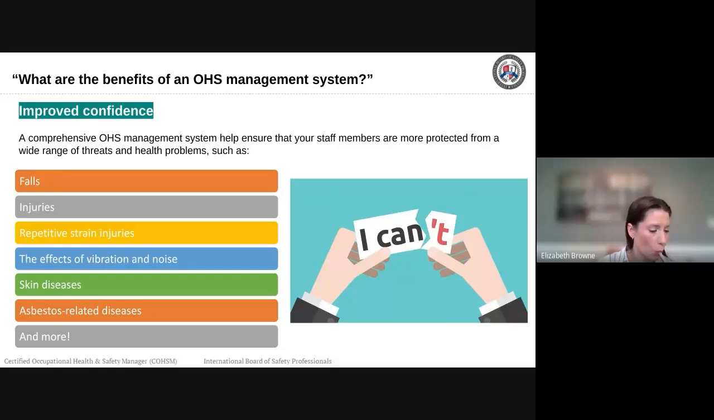We have improved confidence too as a benefit of an OHS management system. It helps to ensure that your staff members are more protected from a wide range of threats and health problems, so they feel more confident in their managers and the company. They feel confident that they're being protected, and management can feel confident that they have conducted a comprehensive review of all the health and safety hazards that could exist, like falls, injuries, repetitive strain injuries, effects of vibration and noise, skin diseases, asbestos-related diseases, and that's just a very short list of the things you might need to consider when developing and implementing an OHS management system.